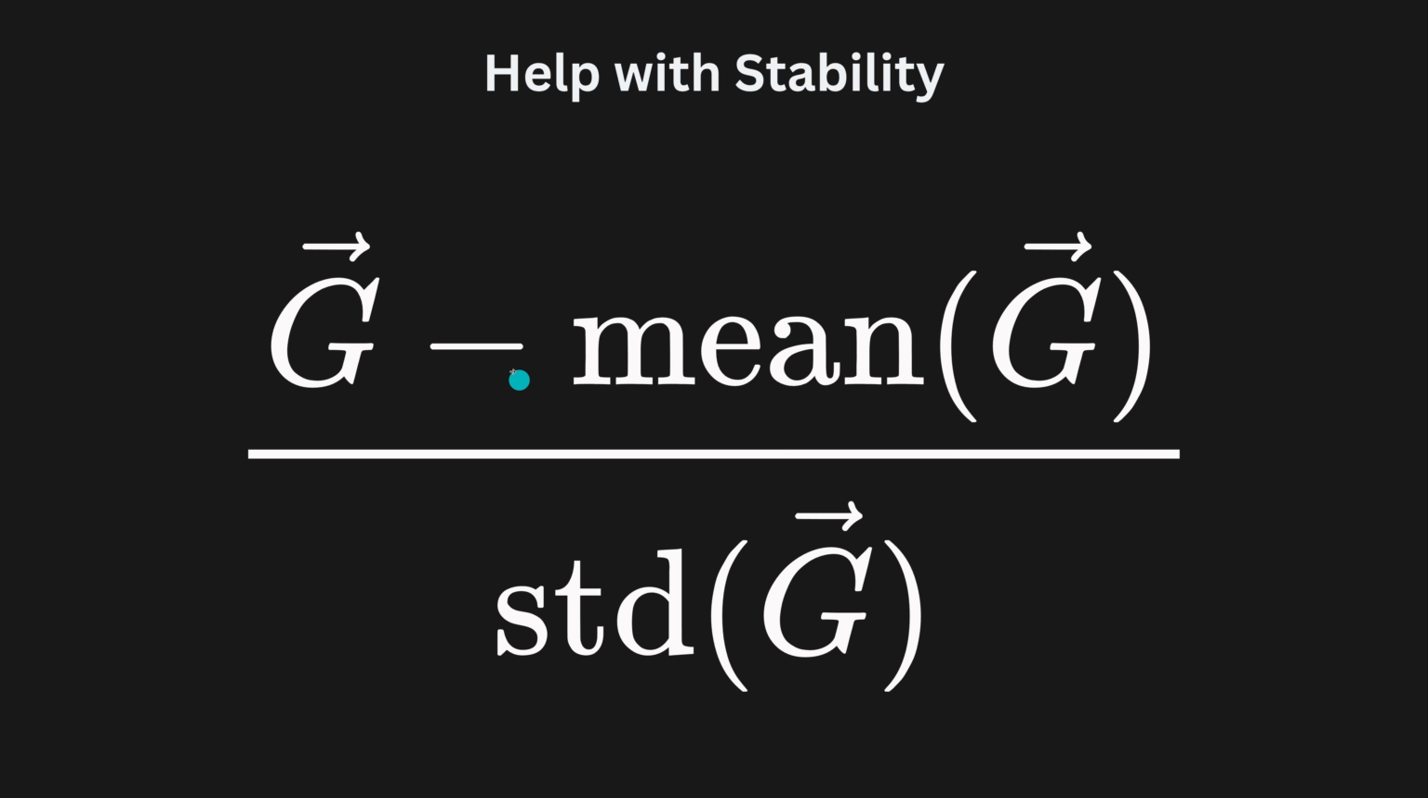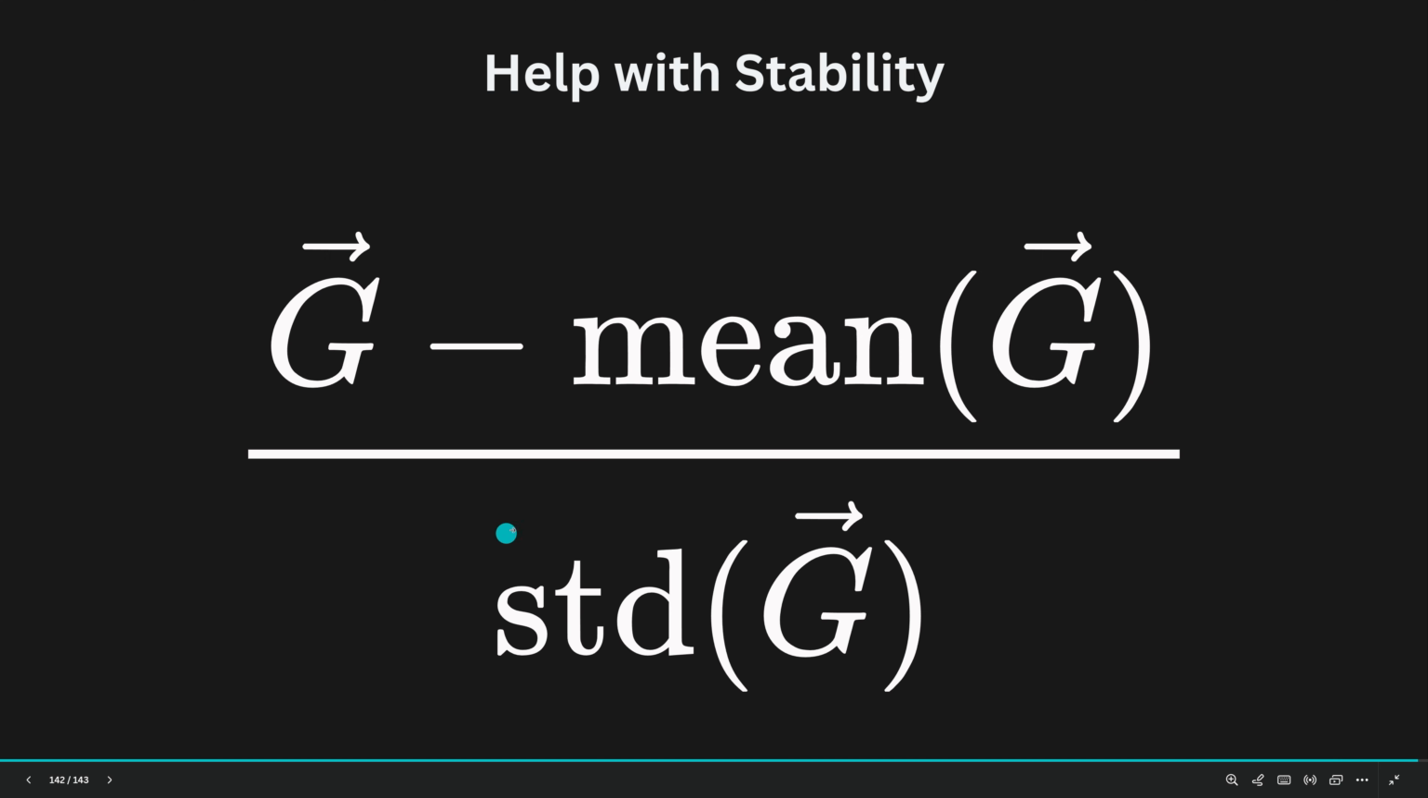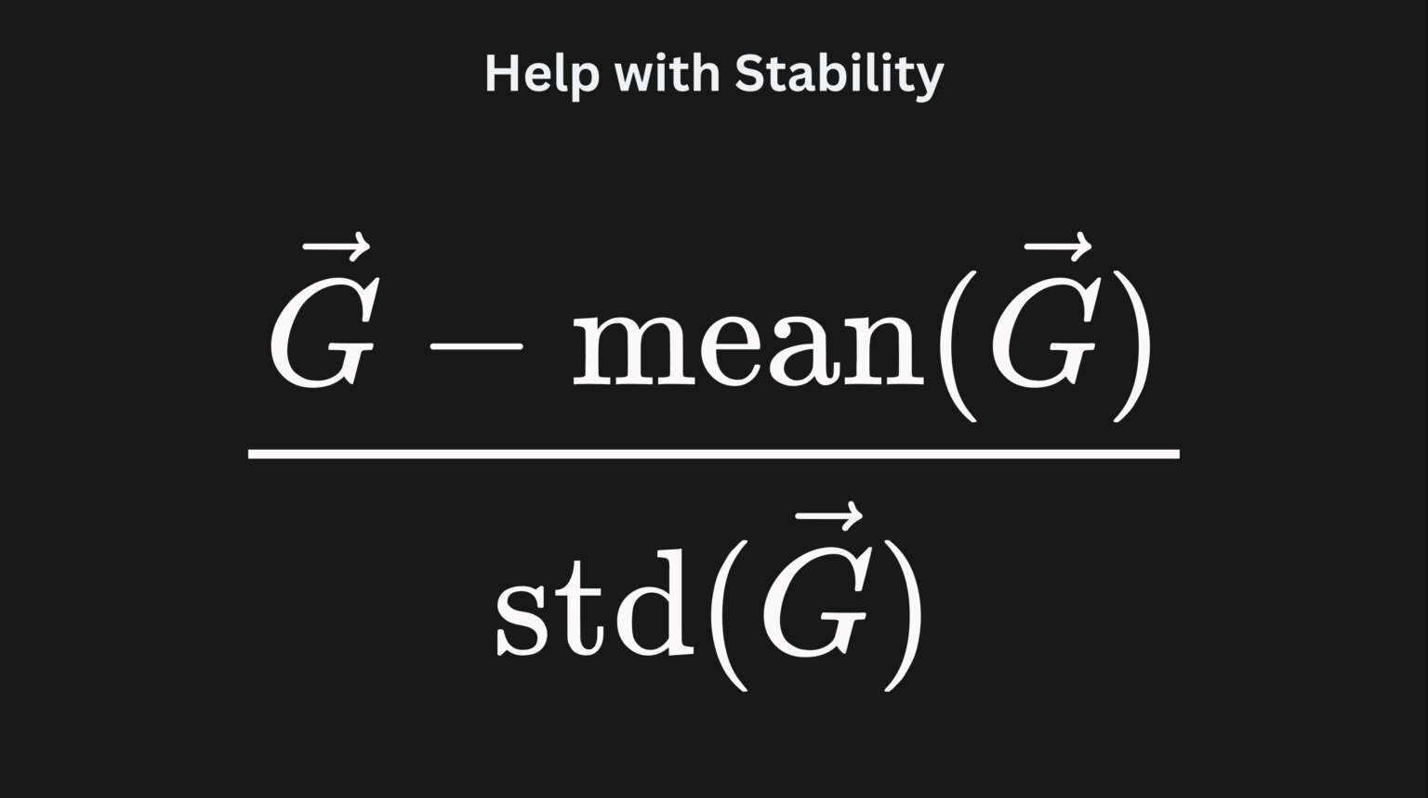One typical way is if we have some trajectory of G's, so I called it some vector G, we're going to go ahead and standardize it. Subtract the mean, divide by the standard deviation. This seems to help with stabilizing training, just a small trick that we'll toss in.